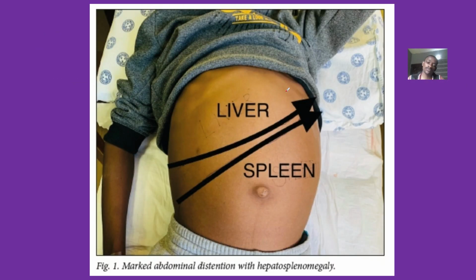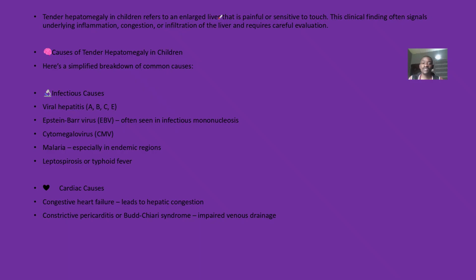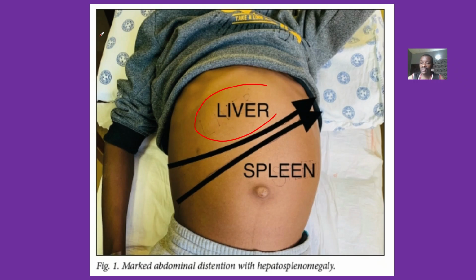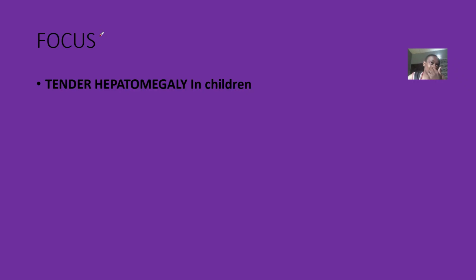Of course, if the liver is big, it is indicating that there is an underlying issue. All right, so let's look at it. If you see this in children, it simply means there's an enlarged liver that is very painful, is sensitive to touch. You want to touch it, there's a whole lot of discomfort. So the clinical finding often signals that there's an issue underneath. All right, there's congestion, there's infiltration of the liver. Then of course you have to actually attend to such a child. So if you see this tender hepatomegaly, what are the things you should be suspecting?